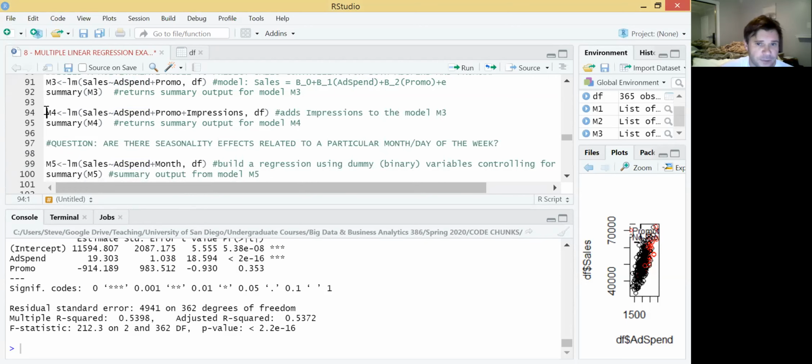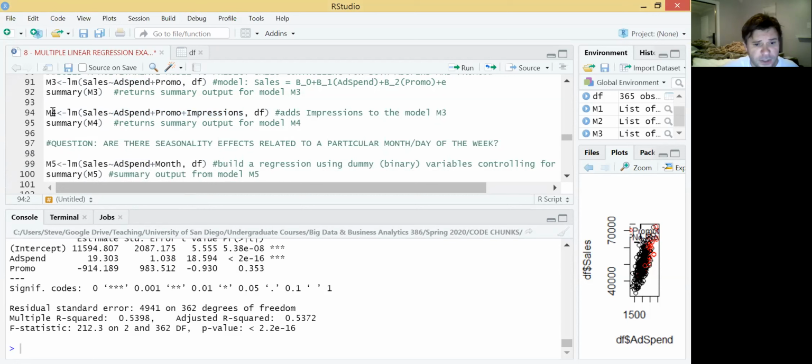Now, what we're going to do next is build another model here, model 4, where we're going to add in impressions as well, social media impressions on the right. So now we're including 3 independent variables on the right, which means we're going to have to estimate 4 different parameters. We're going to have a beta 0, beta 1, beta 2, and beta 3 in this case. And this is a more complicated model.